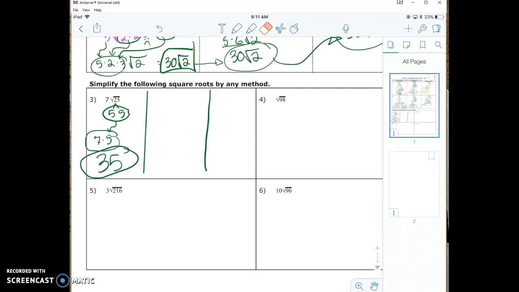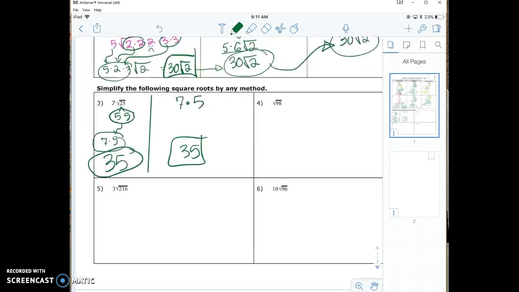You might look at this problem and already know that, oh, 25 is a perfect square. The square root of 25 is 5, so 7 times 5 gives me 35. Whichever one of these methods you're more comfortable with will work.